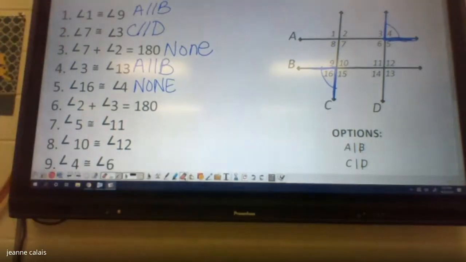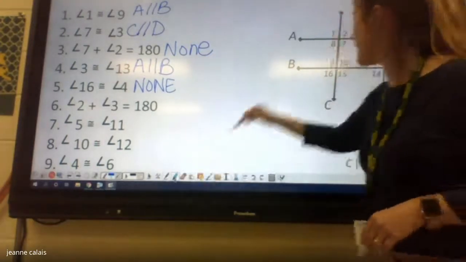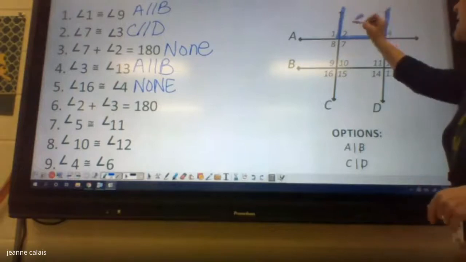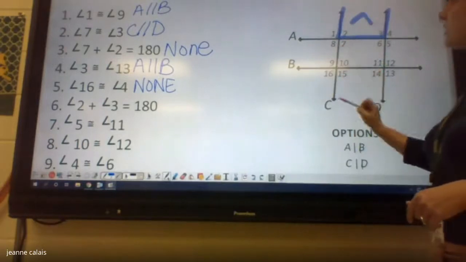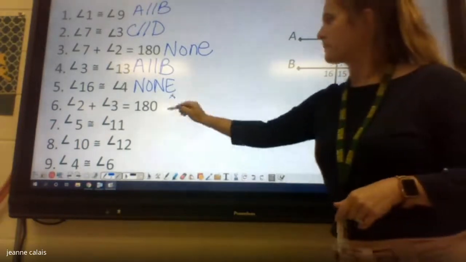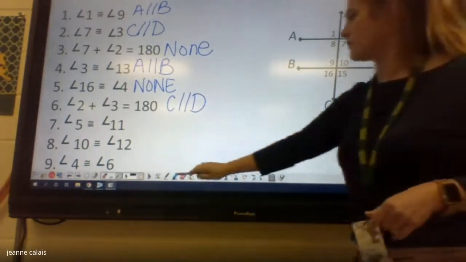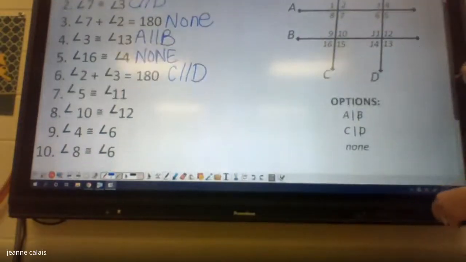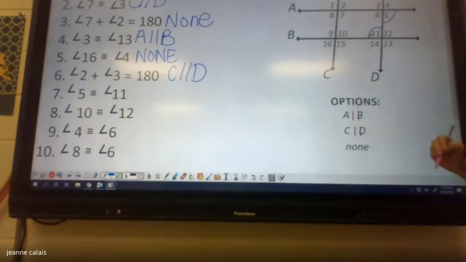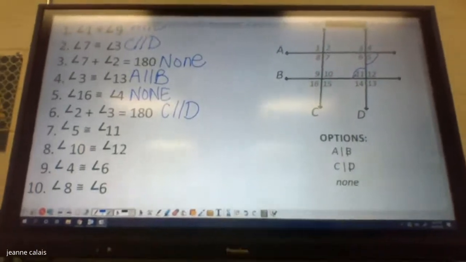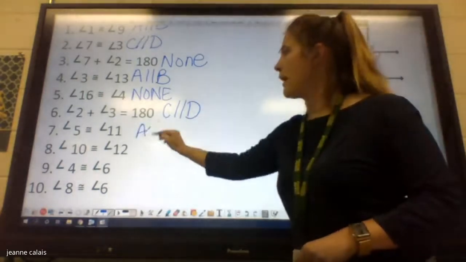All right. 2 and 3 are supplementary. So you want to check, is it same side supplementary? 2 and 3, yes, that is same side interior. So therefore, the two lines have nothing to do with B. So then C parallel to D. All right, 5 and 11. Again, that would be alternate interior angles, and it has nothing to do with C, so A parallel to B.